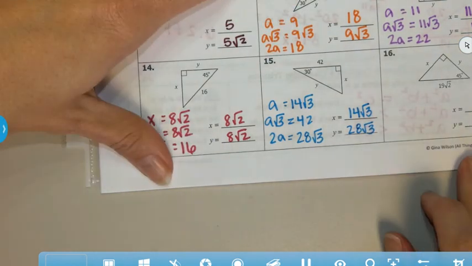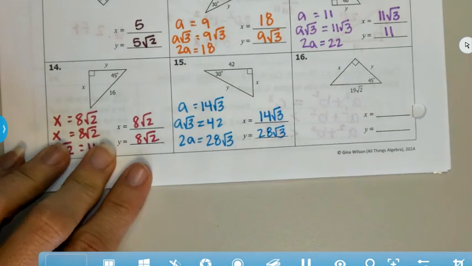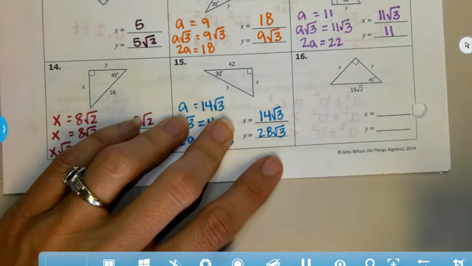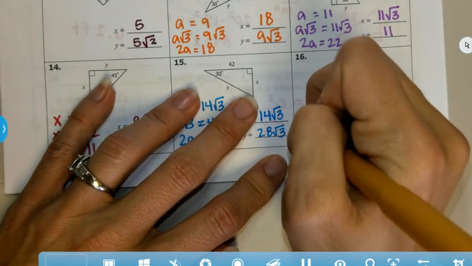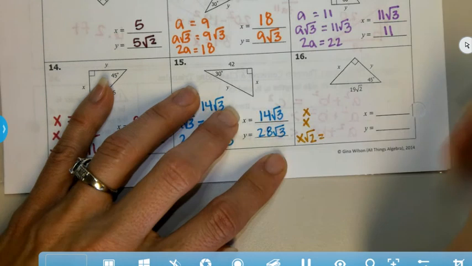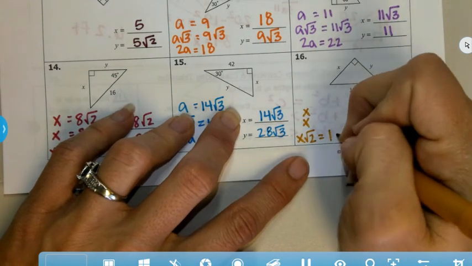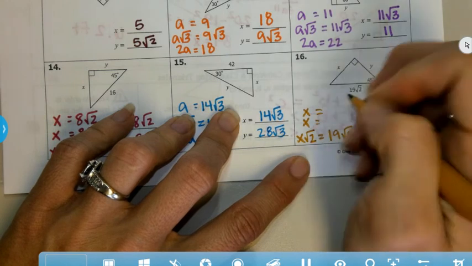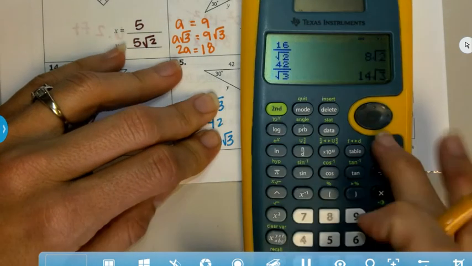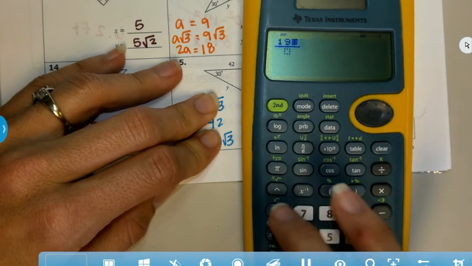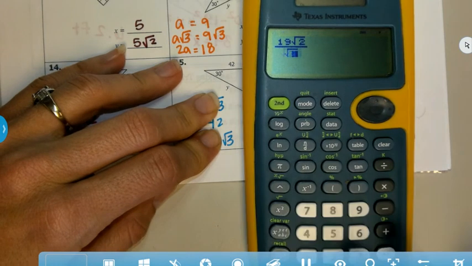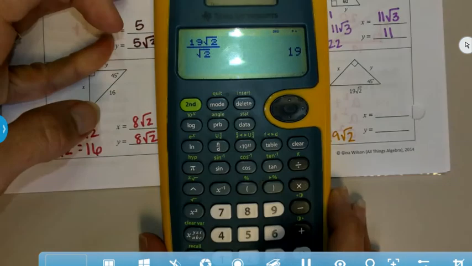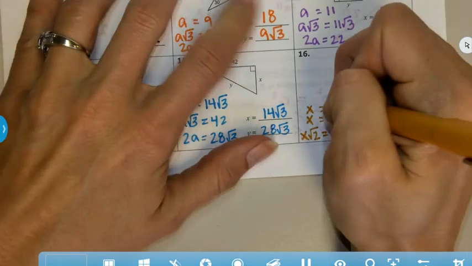All right, go ahead and choose the correct answer for 16 now. 16 is a 45-45-90. So we have an x, and an x square root 2. So your x square root 2 side is your 19 square root 2, because that's your hypotenuse. Divide that by the square root of 2. So we do 19 square root of 2 divided by the square root of 2. And we get that both of those sides are 19.